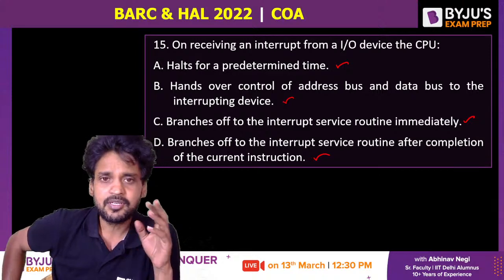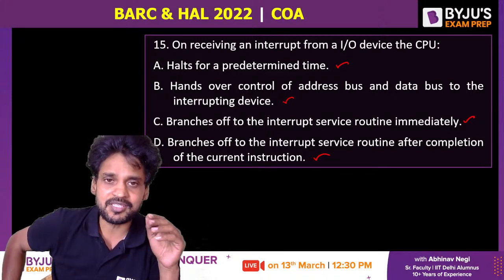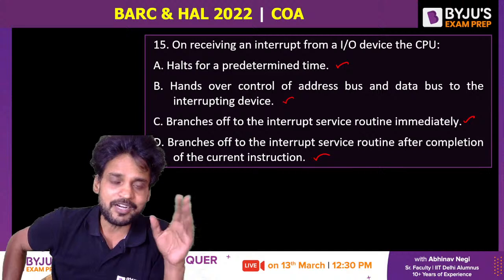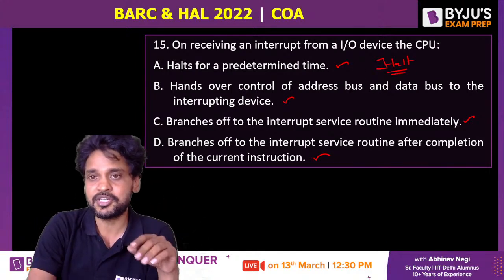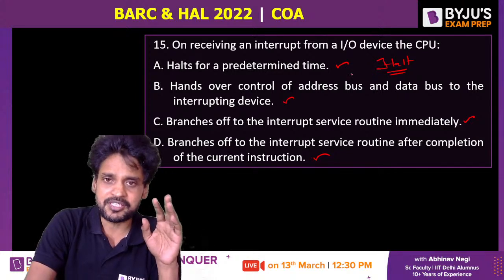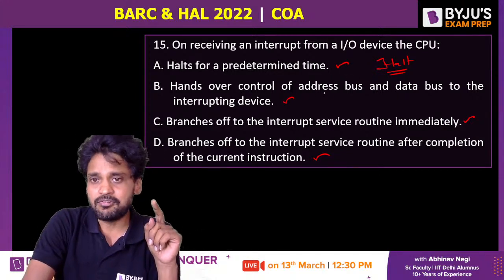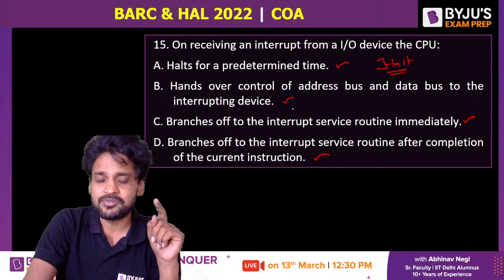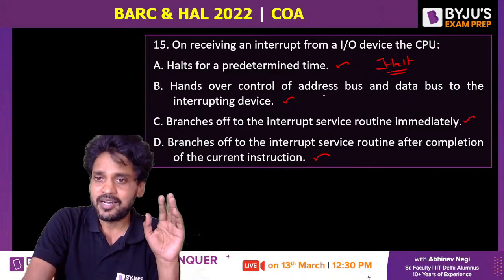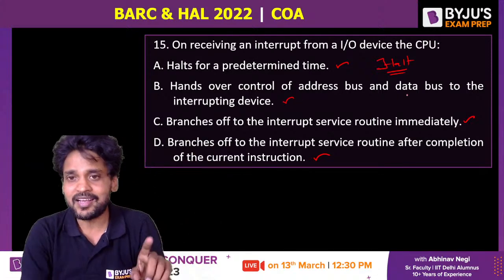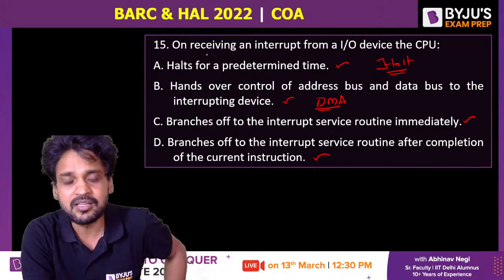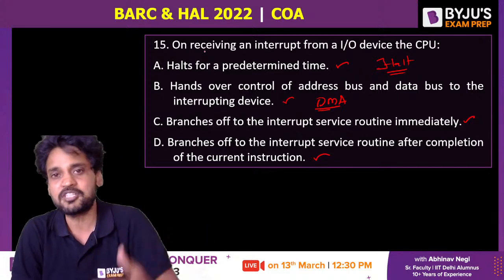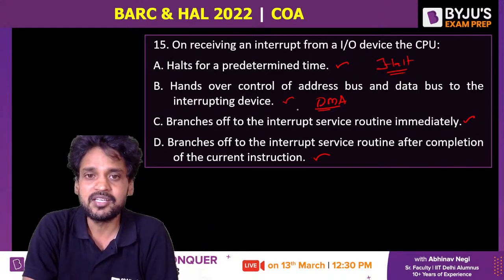Option D is correct because it doesn't halt. A computer system doesn't get halted no matter what unless there is a halt instruction. Hands over the control of the address bus and data bus to the interrupting device? It doesn't hand over the address bus and data bus to anybody except during a DMA request. Only during a DMA request will the CPU hand over the address bus and data bus. Here he did not specify DMA, so it is not correct.